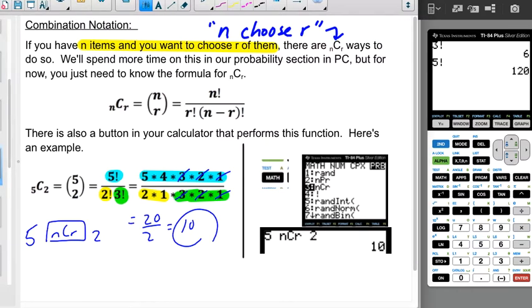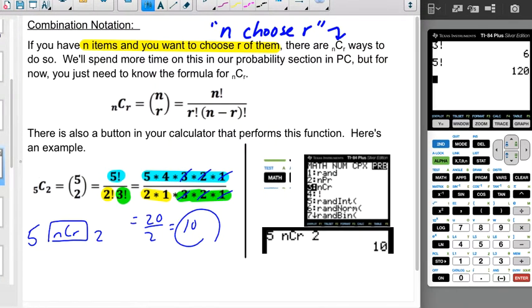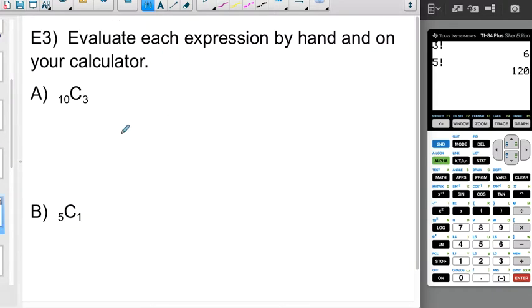So again, we're going to spend more time on this notation and its significance and what it means when we get to the probability section in pre-calc. But for right now, what you need to know is that that's what this notation means. That's what nCr means. So let's go ahead and evaluate each of these by hand and on the calculator to verify that we know how to do it.